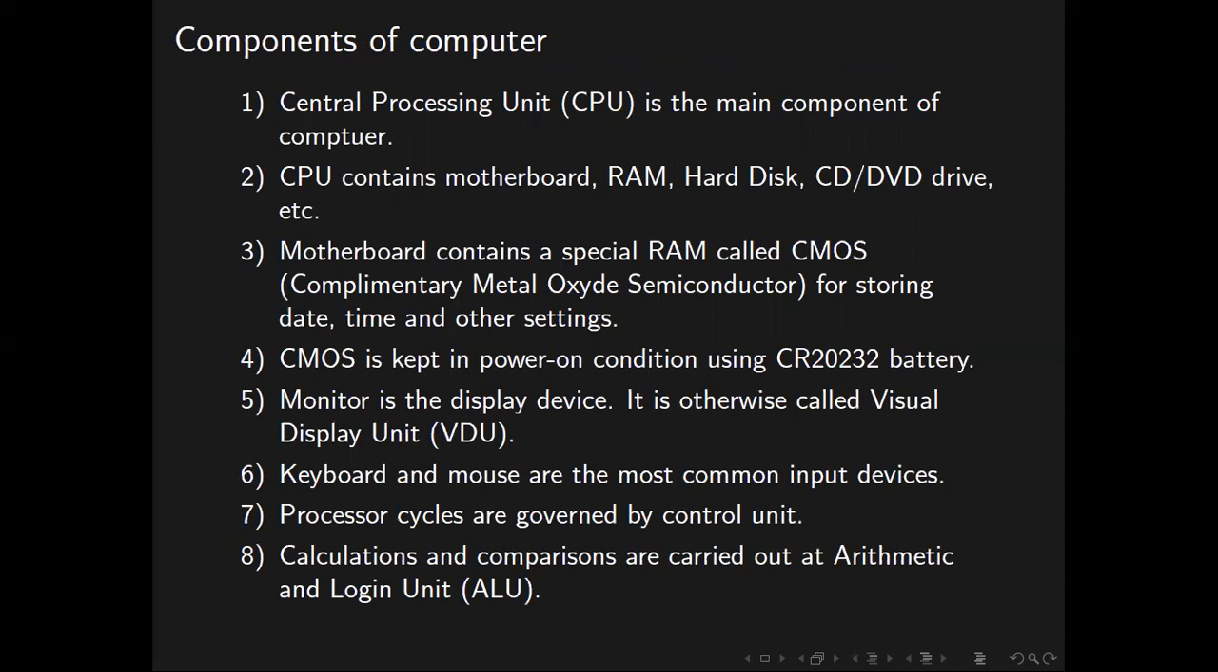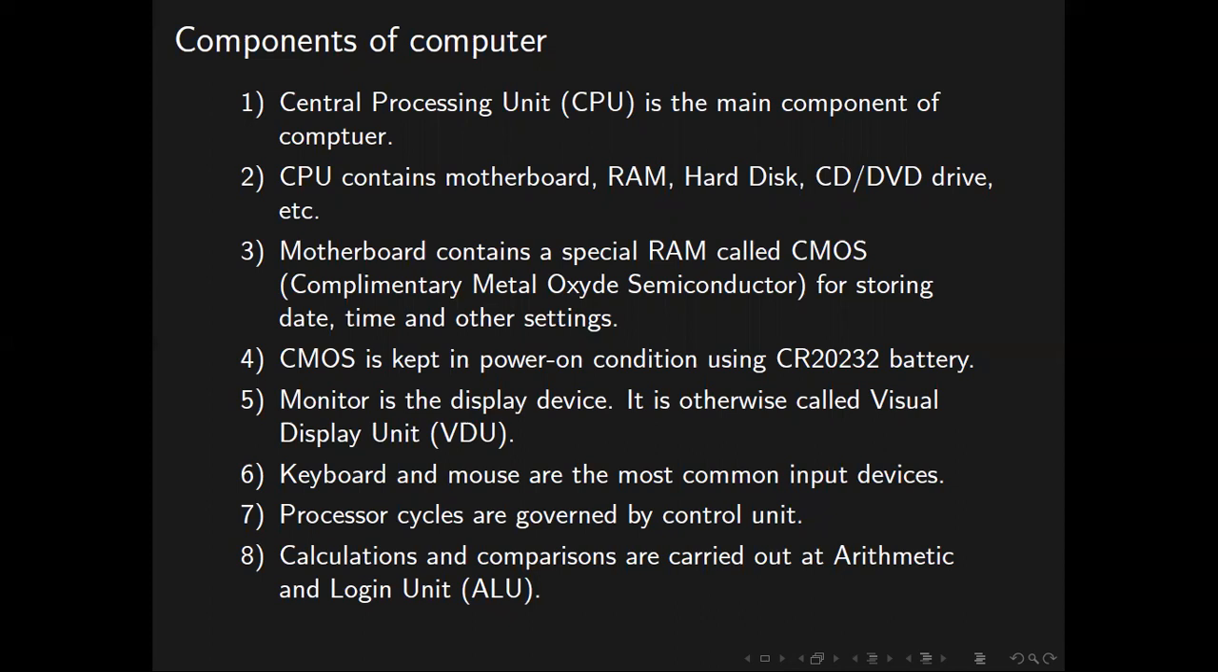Okay, the first, the most important component of a computer is what? CPU. What is the full form for CPU? Central Processing Unit. Good girl. Then CPU has got a motherboard for inserting processor and RAM. Okay, what is the full form for RAM? Random access memory. Then it has got a special RAM called CMOS.